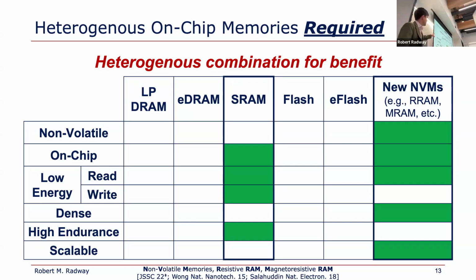If you look at the average of those two boxes, everything's green, right? If I can combine these two memory technologies correctly and use them in my system, then I get something that is on chip, non-volatile. I have low energy reads and writes, it's dense, it's scalable, and it has high endurance. The trick is, how do you figure out how much SRAM you need, how much RRAM you need, what the right combination is, which memory you use for what part of your machine learning inference, and how you design the custom ASIC to take advantage of these properties.